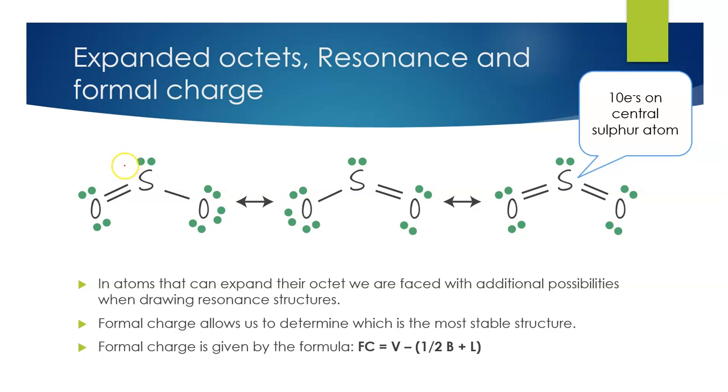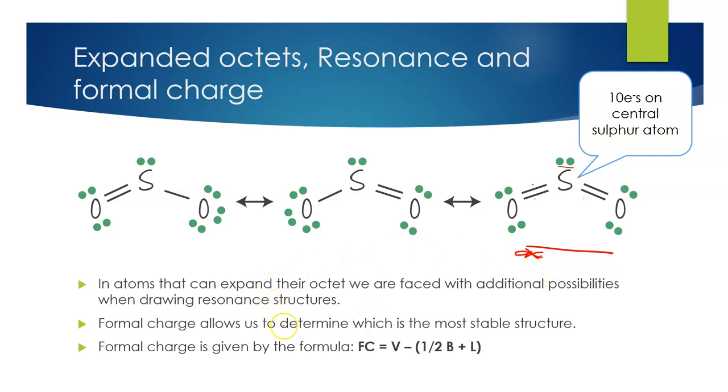But because it can expand its octet, we also have this resonance structure here, where the sulfur has 2, 4, 6, 8, 10 electrons on the central sulfur atom. This, for most molecules, would not be possible. It breaks the 8 electron rule. However, we know that sulfur can expand its octet, so this now becomes a viable resonance structure. We need to consider the possibility of this one.